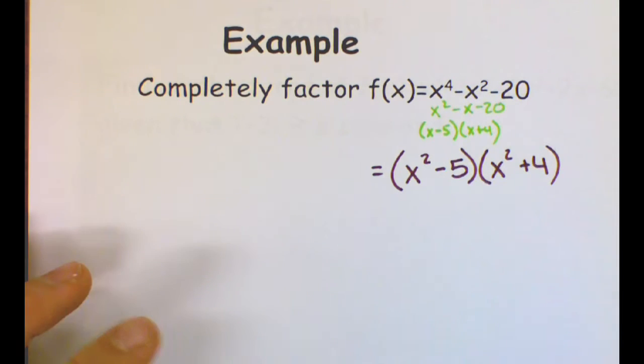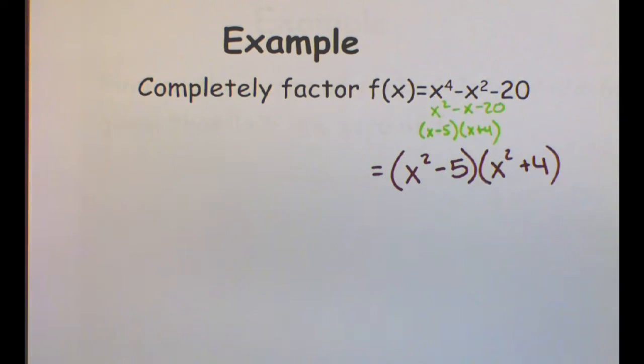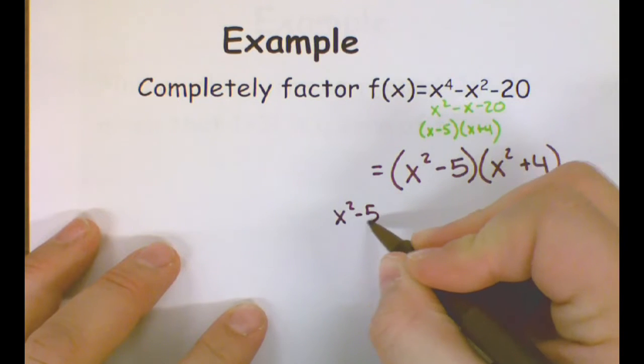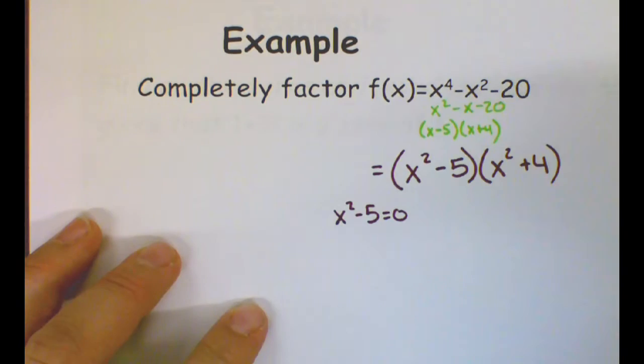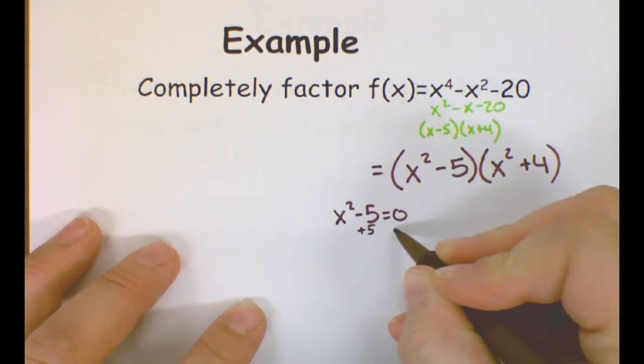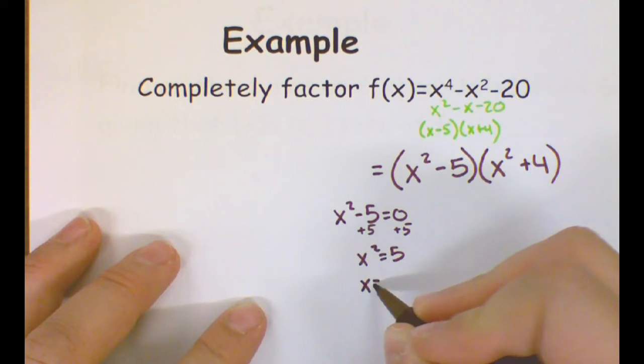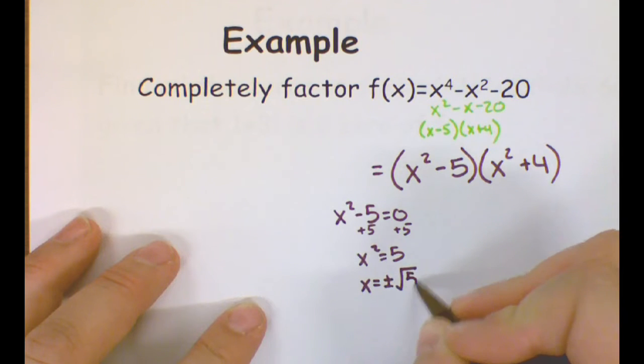And then we factor further, because completely factoring means writing it as a product of linear factors, which means you can only have x's, not x squareds. To do that, we take each of those factors, set it equal to 0, and solve for x. So for the first one, we get x squared equals 5. So x equals positive or negative square root of 5.